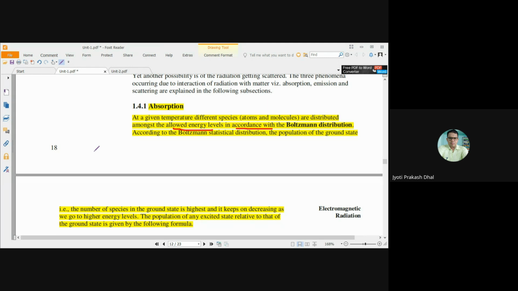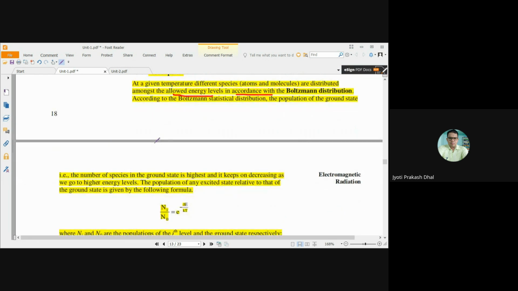So at a particular temperature, a large number of species will be there, and they are not all present in the ground state. Different particles are distributed among the different allowed energy levels of that sample according to the Boltzmann distribution law. That is a statistical distribution.